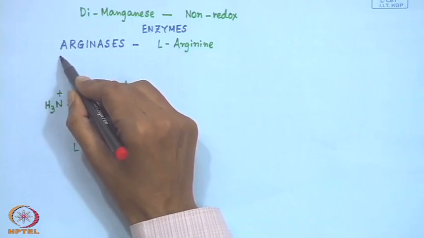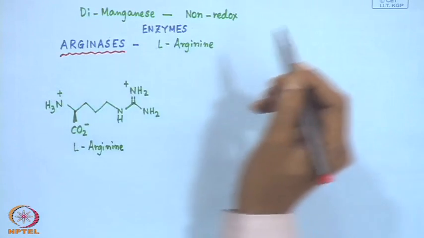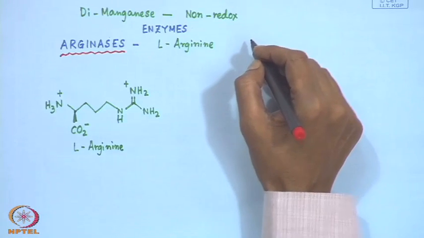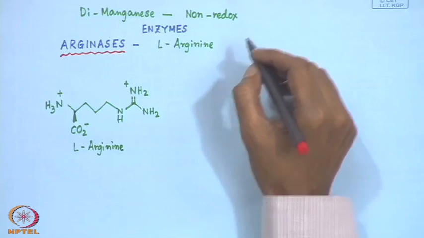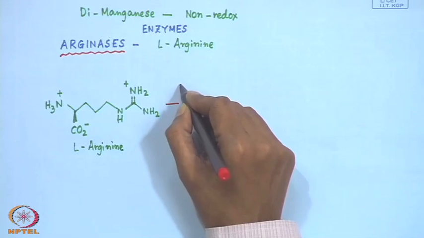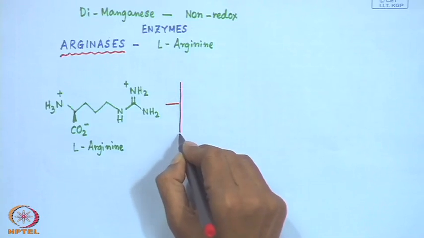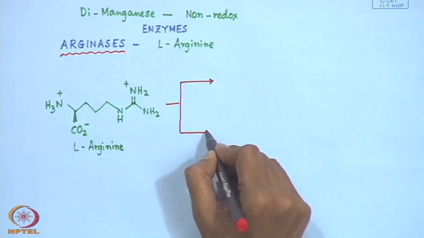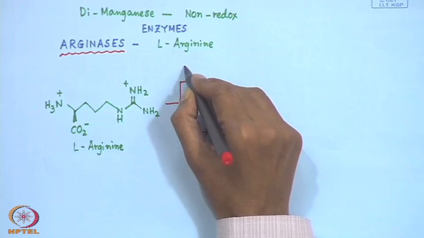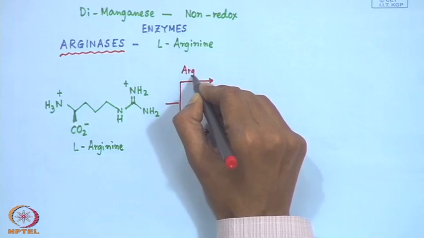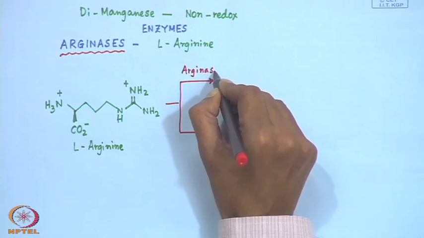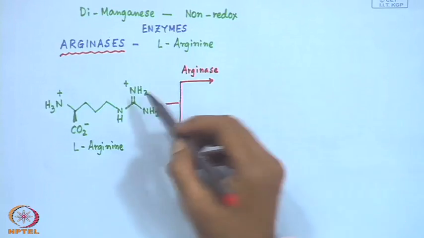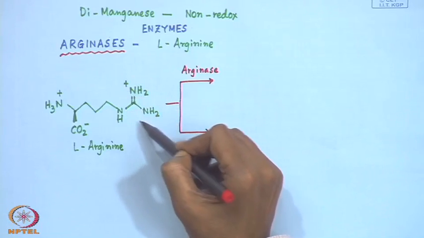So, these arginases will be responsible for hydrolysis of L-arginine function. So, you have the cation dependent hydrolysis, and there are two competitive pathways, one by using arginase to provide L-ornithine and urea. That means, this part will go as urea.